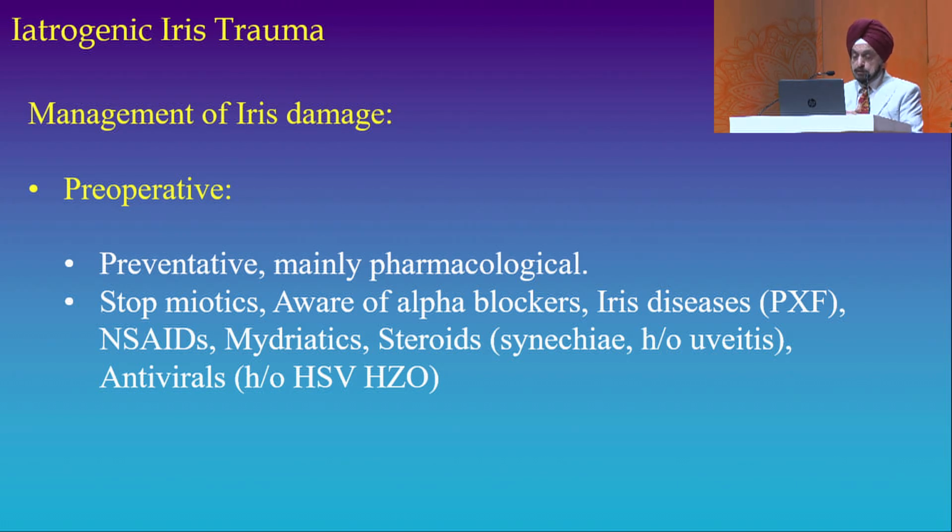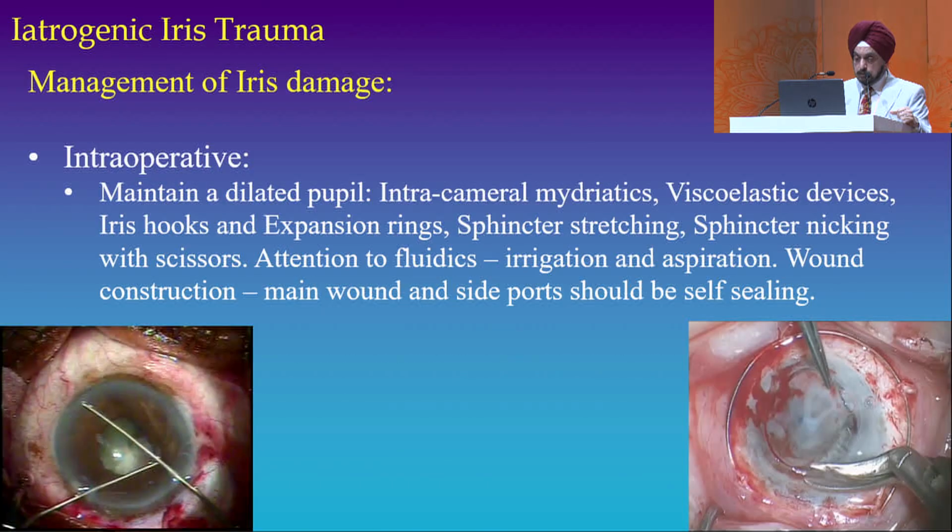So mainly pharmacological, and we've heard that stop all miotics, be aware of patients on alpha blockers, pseudoexfoliation, some of them on the non-steroidal anti-inflammatory drugs. We stop those because of the fear of melts, etc., and give them mydriatics or preoperative steroids if they've got iris inflammation in the past. Herpetic eye disease, herpetic zoster, and simplex patients will have a lot of iris transillumination, and when you see that, then it's worthwhile covering them with antivirals preoperatively and carrying them postoperatively with oral acyclovir or ganciclovir.